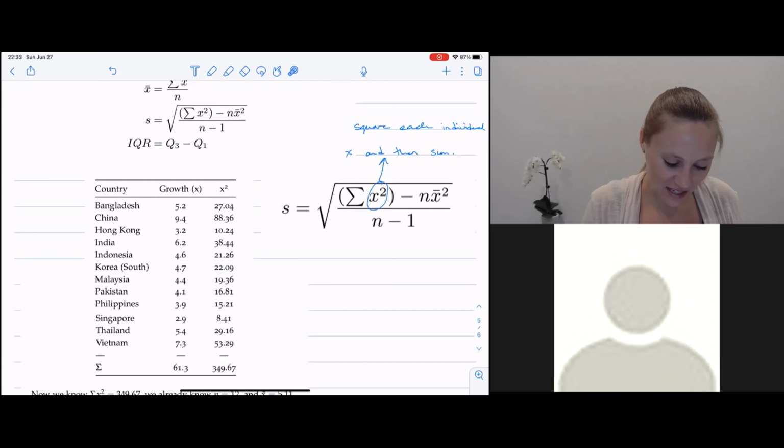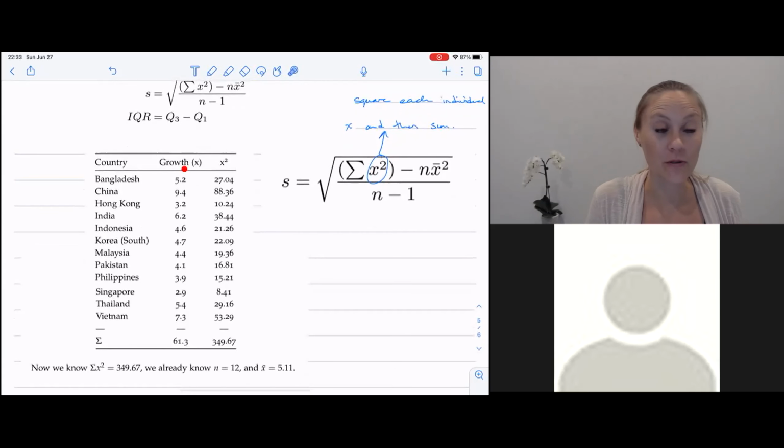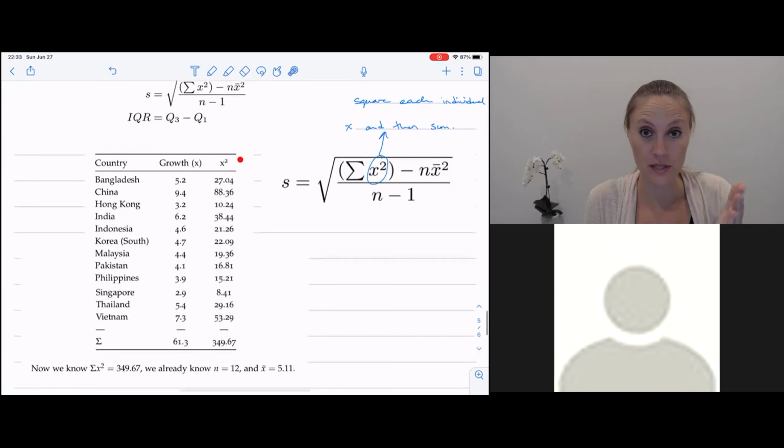And so that's what I've done here, right? We've got the growth, which is your x. So each individual x, and then we found the sum of the x's is 61.3. Then you're going to make a new column beside it where you have each of these x squareds. So 5.2 squared is 27.04. Presumably, I'm taking my notes' word for it. 9.4 squared is 88.36, and so on and so forth. So each individual x is squared.